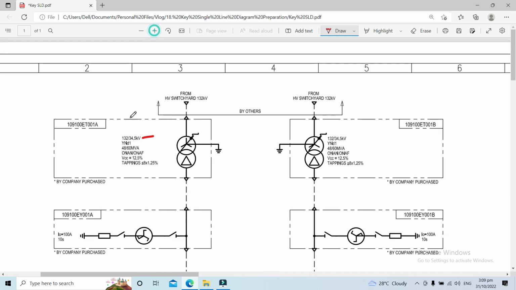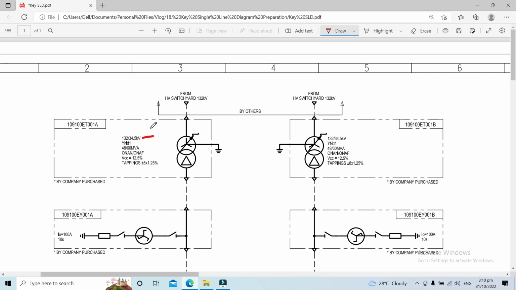But as you see in the single line diagram, it is mentioned that the secondary side of the transformer is 34.5 kV. Normal standard practice is that the secondary side has to be multiplied by 105% against the system voltage, or the actual nominal voltage of the plant. That's why the secondary side of the transformer is 34.5 kV.